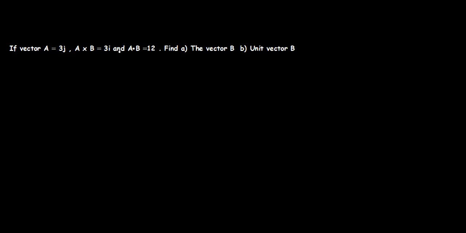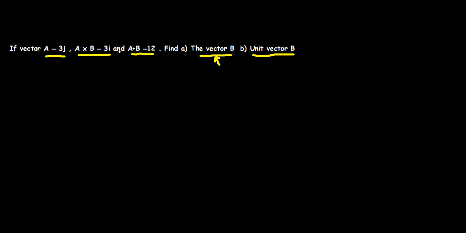Okay, so the question reads here: if vector A is 3j, vector A cross B is 3i, and vector A dot B is 12, find the vector A, and B, find the unit vector B. So for us to answer this, we need to find first of all the vector B. What are we going to do in order to find the vector B?